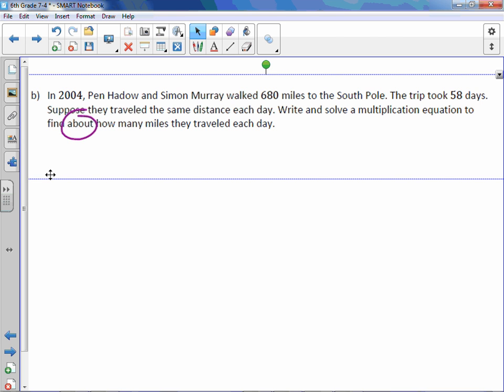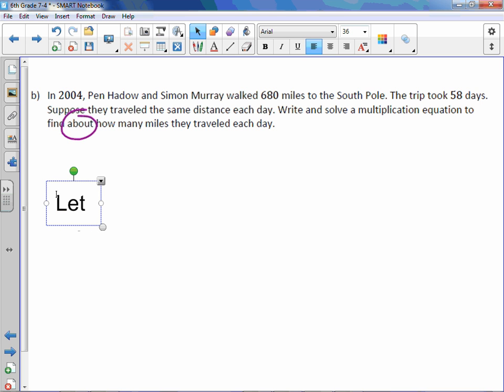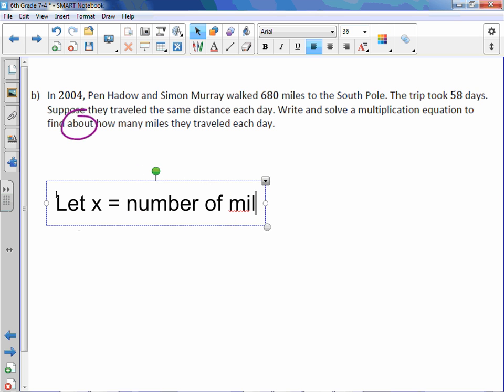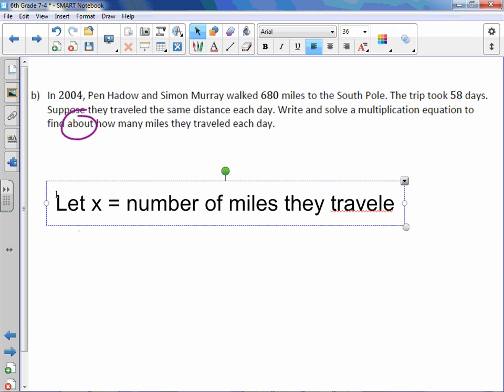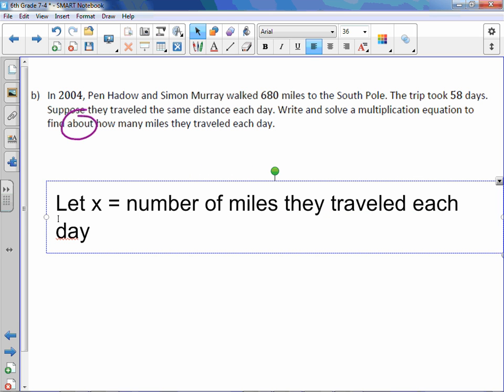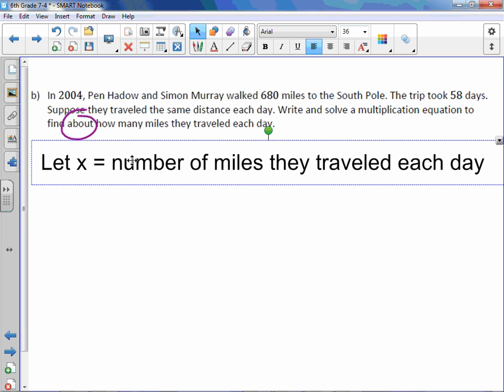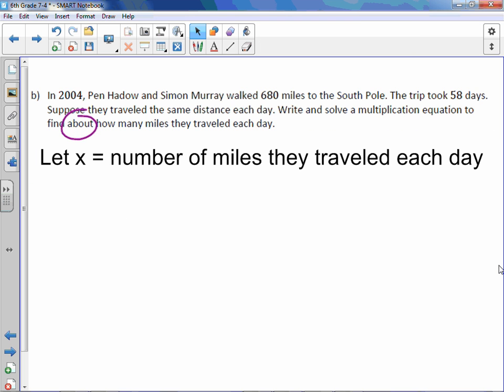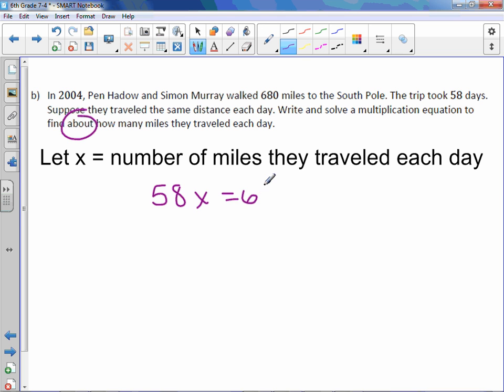We are trying to find, let X equal the number of miles they traveled each day. So it took 58 days. So we would say 58 days times the number of miles equals 680. So there's our equation. Let's solve.